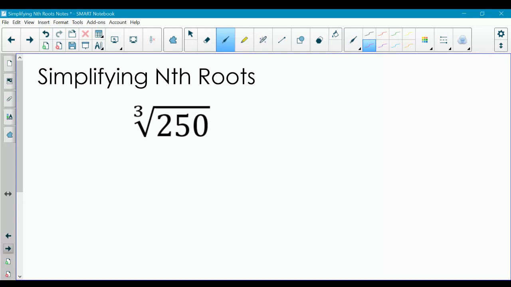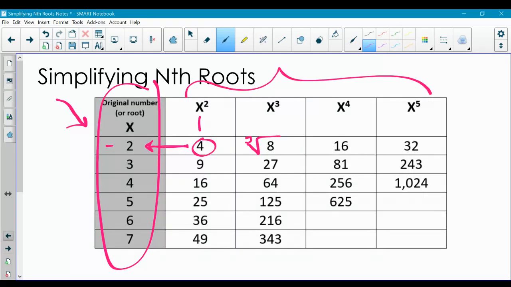Now, we're looking for the cubed root of 250. So in order to do that, we want to start dividing 250 and find factors that will work for us. So we're going to make sure we're focused on our cubed root column, and we want to recognize what actually will factor into 250.